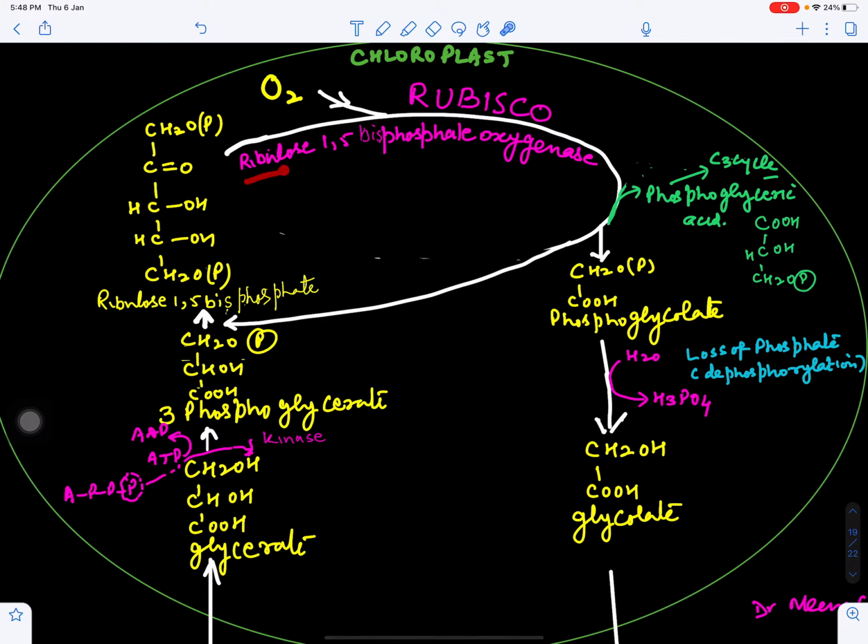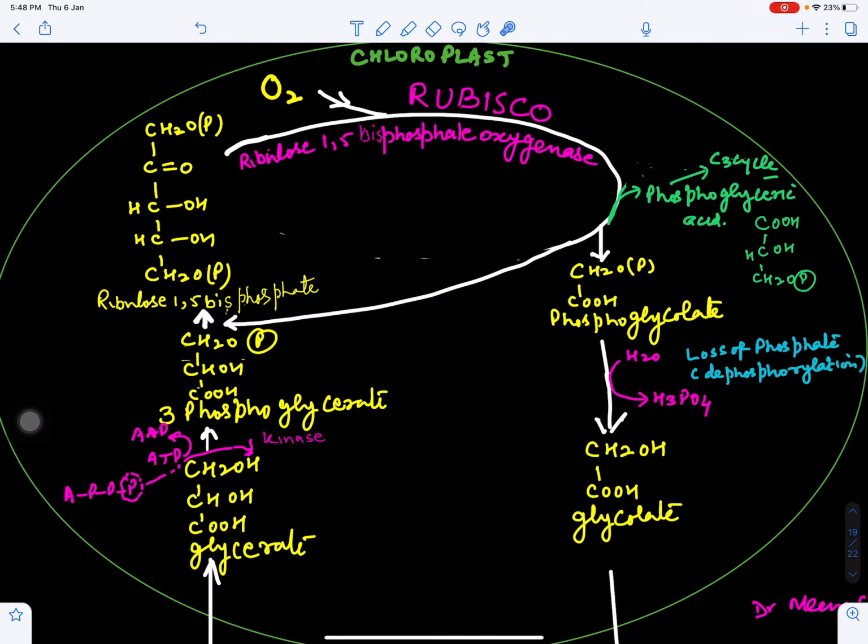Now, this will be acted upon by the enzyme ribulose 1,5-bisphosphate oxygenase because oxygen concentration is high and a water stress condition may be there. So, this part of Rubisco will be activated, and ribulose 1,5-bisphosphate in the presence of this enzyme will break up into phosphoglyceric acid and phosphoglycolate. Phosphoglycolate is 2 carbon in length and phosphoglyceric acid is 3 carbon in length. So, this is phosphoglyceric acid: COOH, CHOH and CH2OP, and CH2OP and COOH is phosphoglycolate.